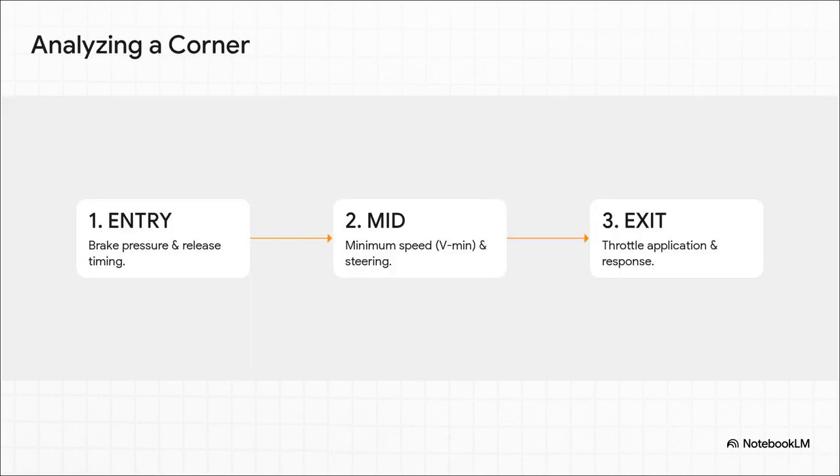Once you've got those core channels locked in, you can break down any corner into three simple phases. On corner entry, we're looking at brake pressure, how hard and deep is the driver braking, and just as important, the timing of the brake release. In the mid-corner, it's all about minimum speed, or Vmin, and the steering angle. And finally, on exit, we're focused on when and how smoothly the driver gets back on the throttle and how the car puts that power down.